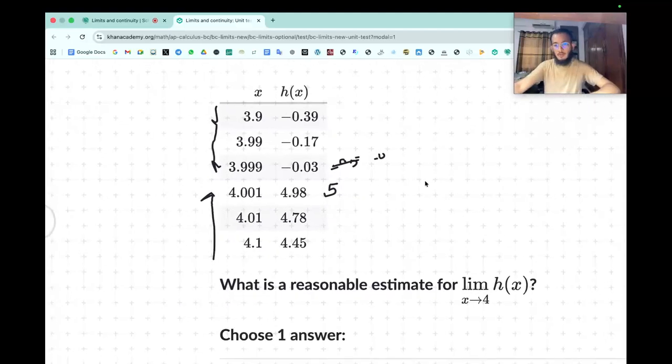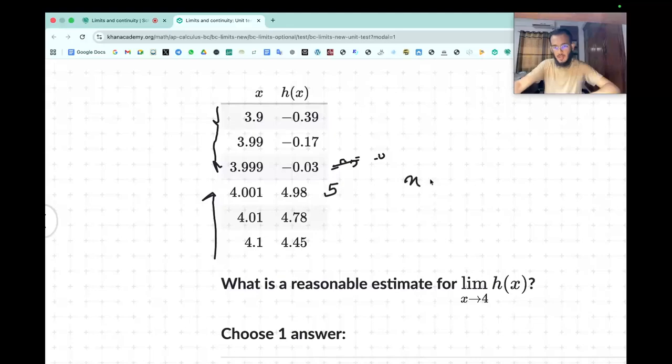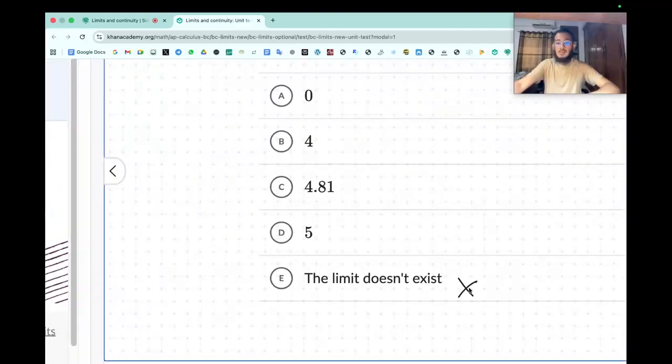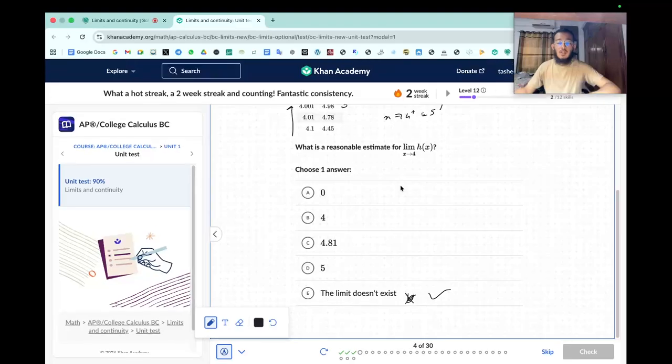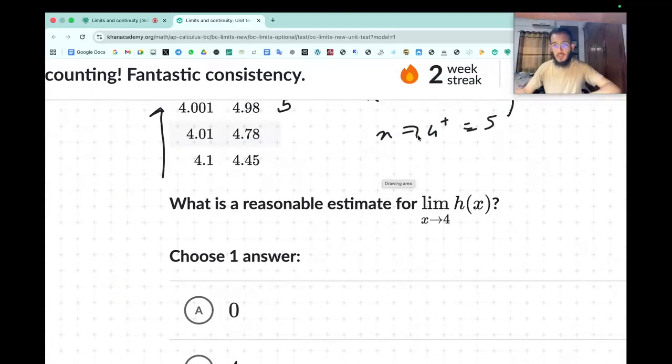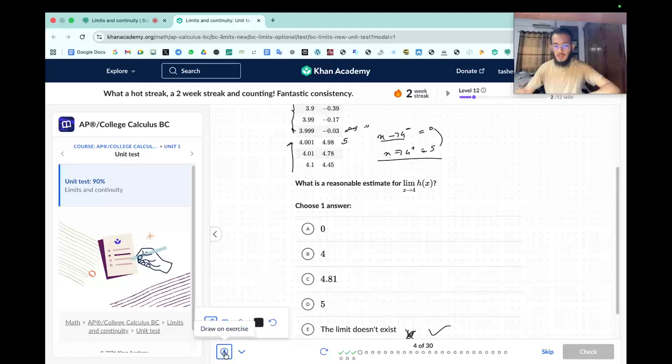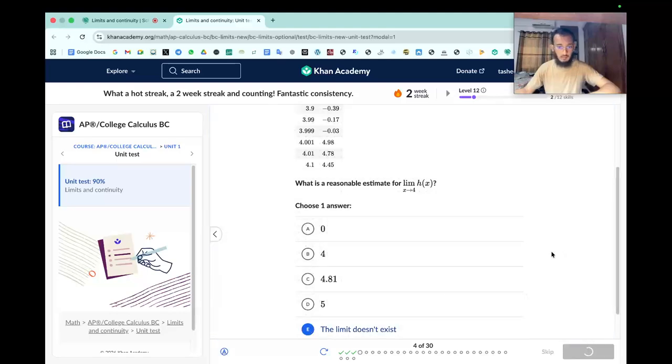So as x tends to 4 from the negative side, the limit is, let's say, 0, but as x tends to 4 from the positive side, it is 5. So these two limits are not the same. Hence, the limit doesn't exist, because for the limit to exist, both the limit from the positive side and the negative side must be equal, which is not the case here. So we say it doesn't exist.